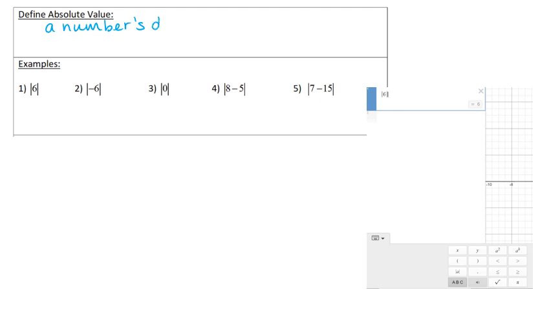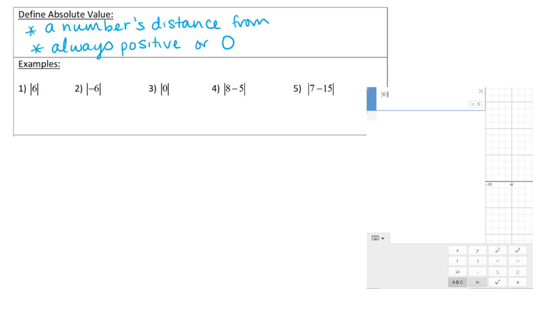And you'll probably hear people say all the time, oh, it's always positive. Technically, it's always non-negative because it can also be 0. So we'll put always positive or 0. It's a number's distance from 0. We always talk about distance in a positive movement.